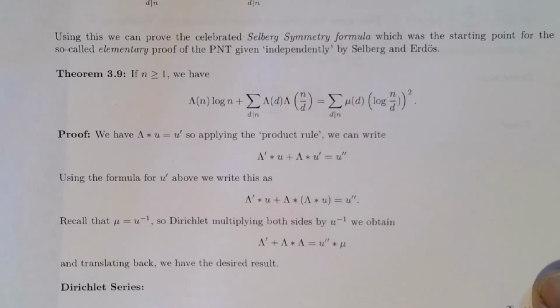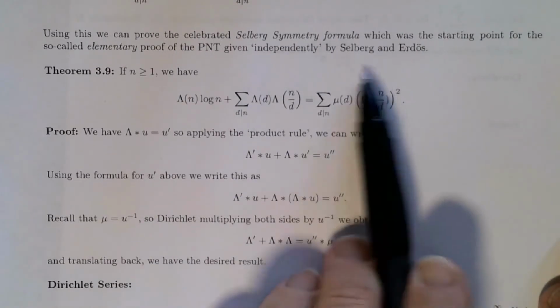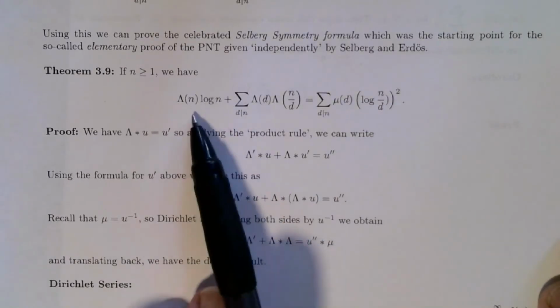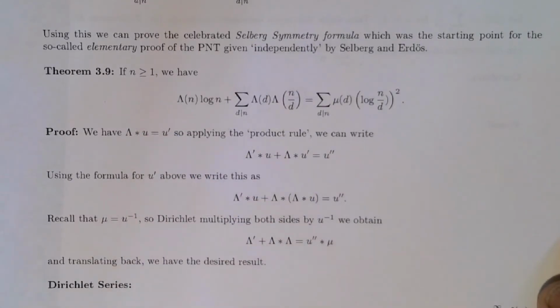Elementary I use in a rather pointed way here. The proof is extremely complicated, but it doesn't use any analytical ideas. It just uses very, very clever number theoretic arguments to give a proof of the prime number theorem. Selberg and Erdős did this independently, and the starting point for them was this remarkable formula, known as the Selberg symmetry formula.